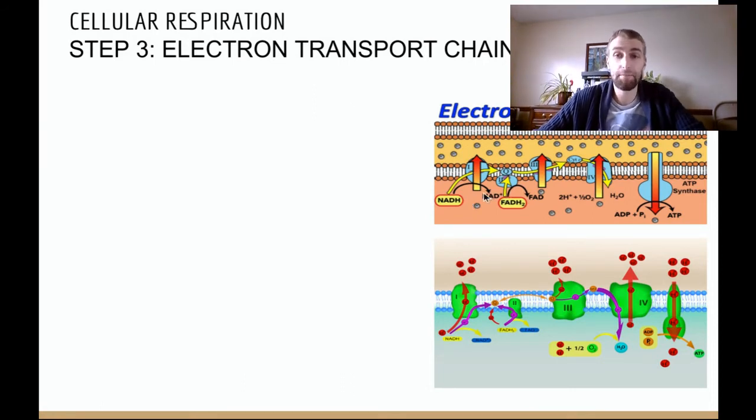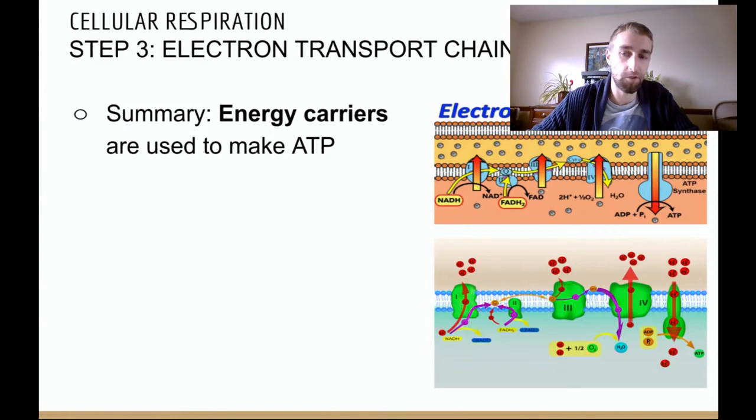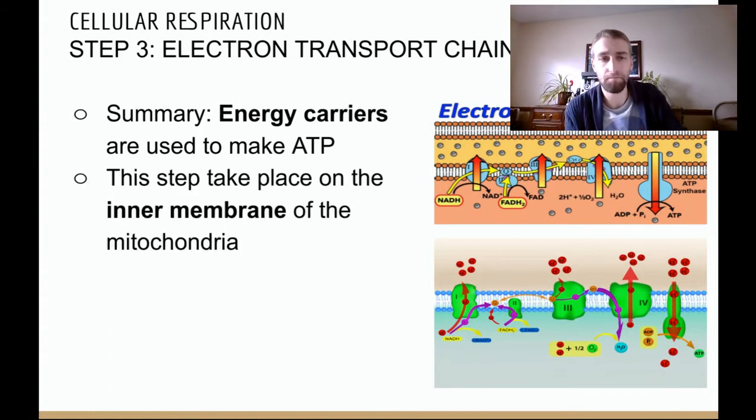Now, in step 3, we're going to use those energy carriers to do something, and specifically all of these arrows and funny things and double membranes and all that. Long story short, we're going to use the energy of the energy carriers to make ATP. That's what this big, awesome protein over here does, ATP synthase, which is another detail that you might not need to know. So, summary, energy carriers are used to make ATP.